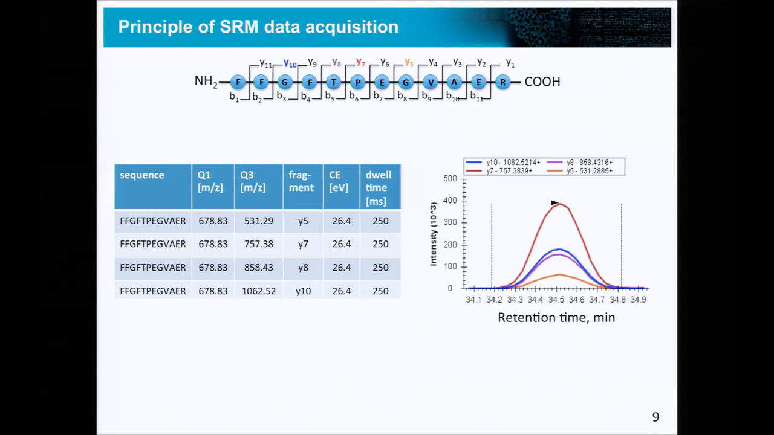So can you repeat the question? So the question was, how do I select those 4 fragments? And that's, of course, a very good question, and we will dedicate the whole second section of the presentation just on that. We will come back.